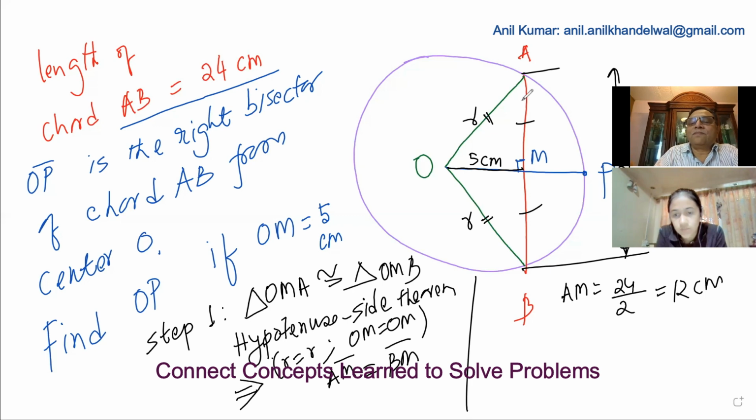Is it okay? But straight away you will not say that, because I did not tell you they are congruent. You have to show that they are congruent. Otherwise you lose 0.5 marks. You get the idea?